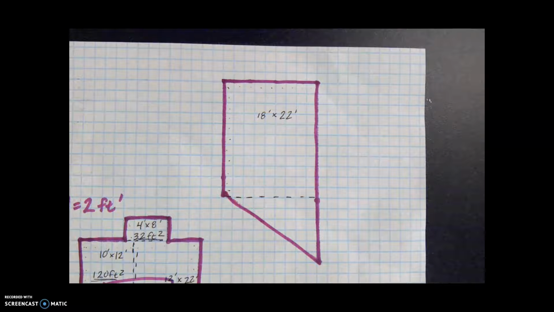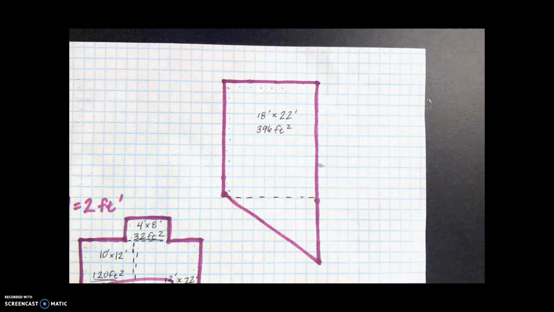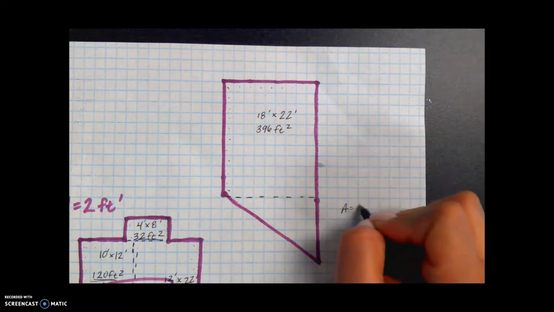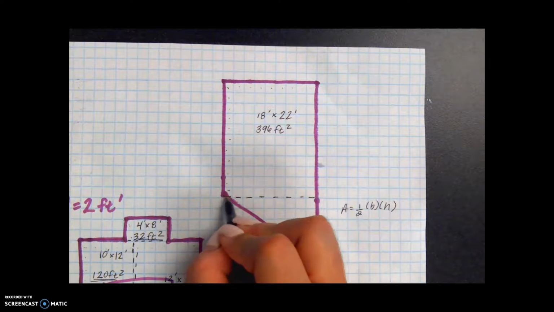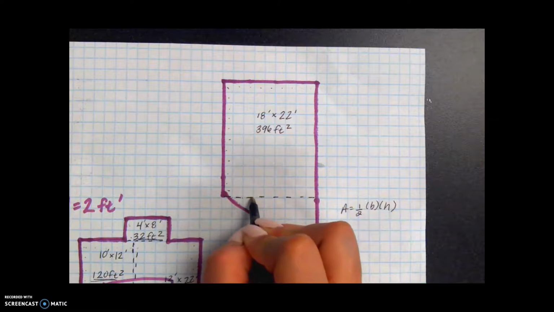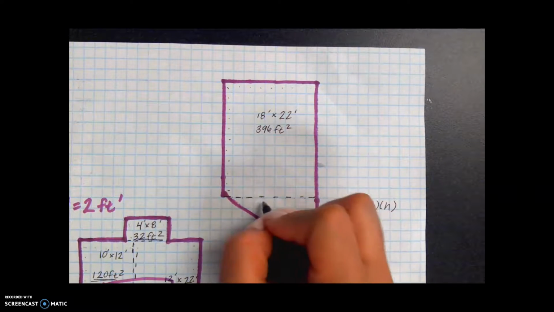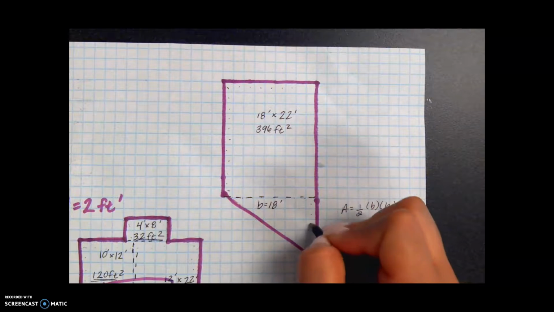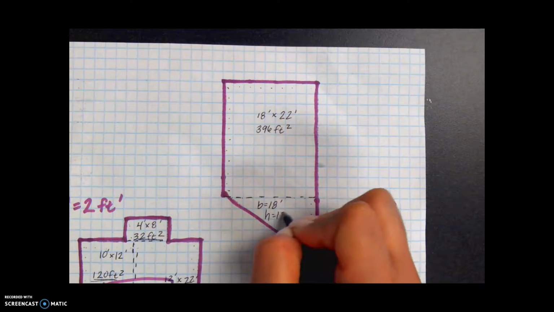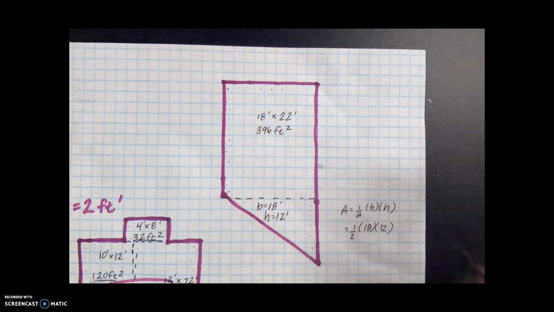I'm going to do 18 times 22. And when I do that, I get 396 square feet. Now for the triangle on the bottom, remember the area for triangles is 1/2 of the base times the height. So base, it would start here, here, 1, 2, 3, 4, 5, 6, 7, 8, 9. So that's 18. My base is 18 feet because I'm multiplying everything by 2. And my height is 2, 4, 6, 8, 10, 12. Height is 12.